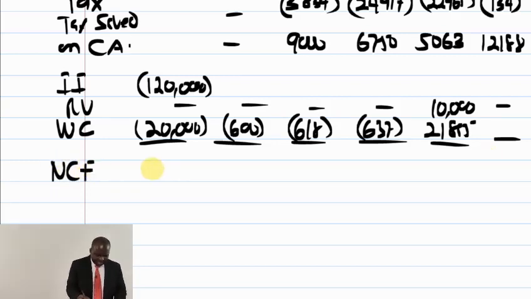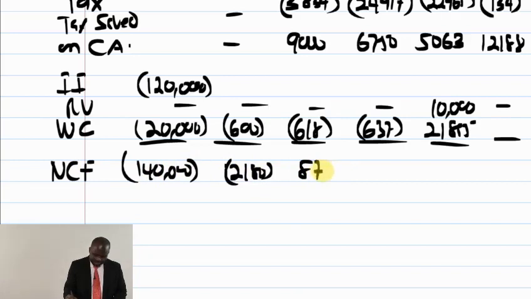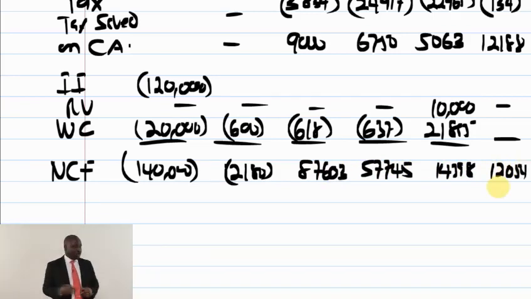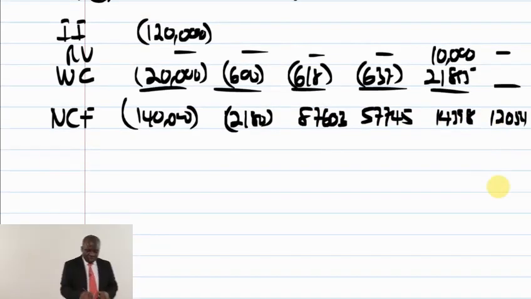Okay, and the net cash flows here are the 114 and then 12180, 87,603, 57,745, 14398, 12054. Okay, when you get this net cash flow, your next question is, I need a discount factor.